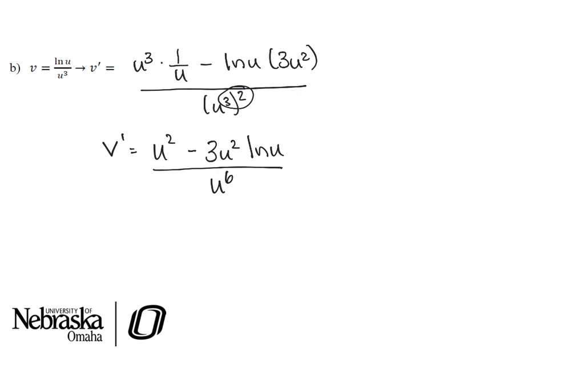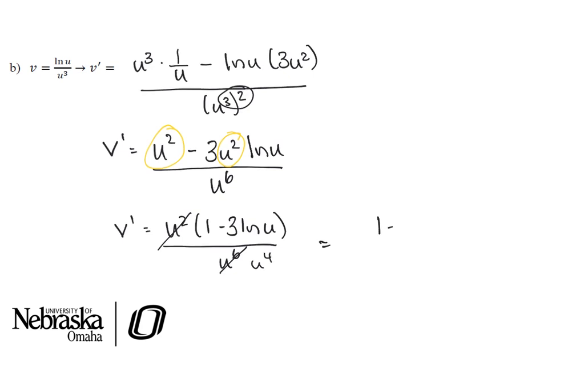Now there is one more thing we can do. We notice in the numerator that we have a u squared here and a u squared there as well. So we could factor that out. And we get u squared times 1 minus 3 natural log of u. And that would allow us to simplify with the denominator. So this u squared simplifies with the u to the 6th to become u to the 4th. So we have 1 minus 3 natural log of u over u to the 4th.